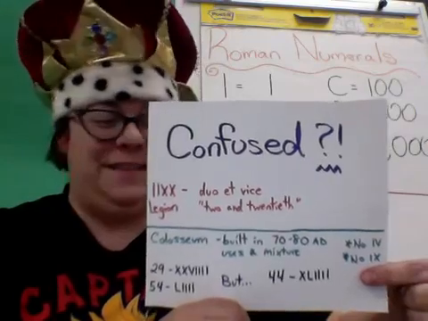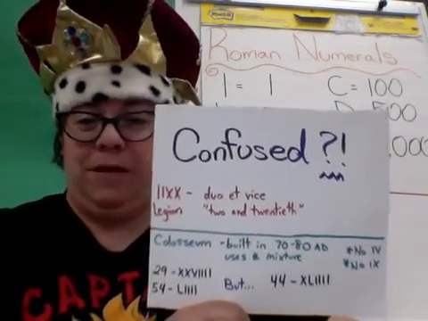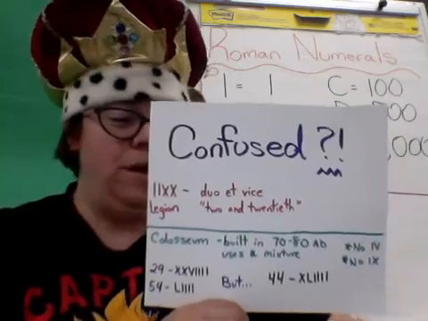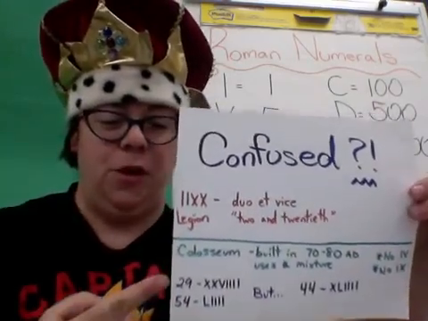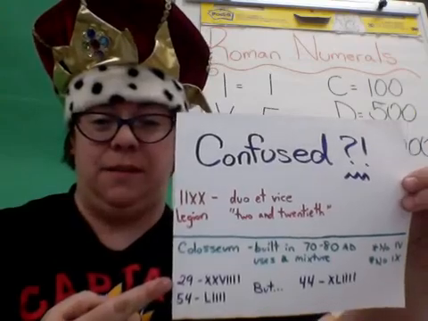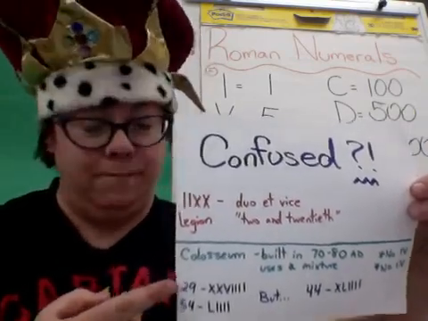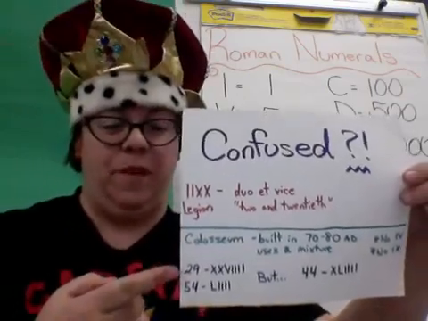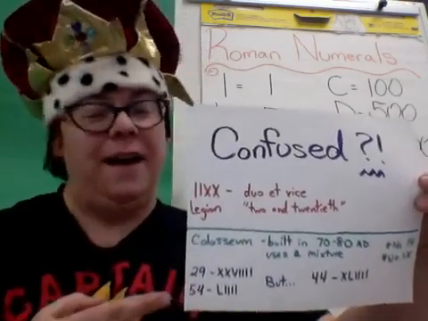Nowhere on the Colosseum do they have the use of the 4, subtractive notation, IV, or a use of the 9, IX. So 29 is written as, door number 29 is written as XXVIII, which is 29. Door 54 is written as LIII, 54.